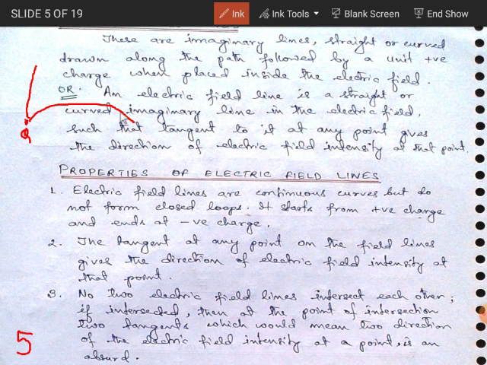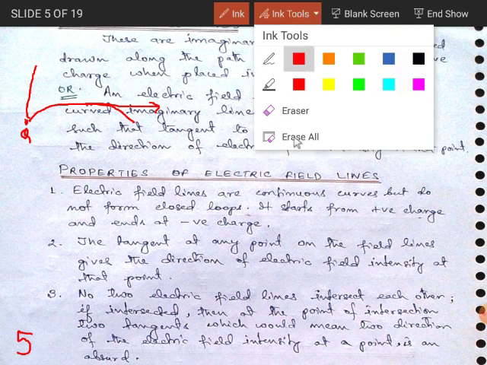Then you can also define these field lines as a line, straight or curved, imaginary. And if you take a point on this curve and draw a tangent, got it? This tangent will give you the direction of the electric field due to this given charge. Got it? That is the meaning of this next statement or definition.